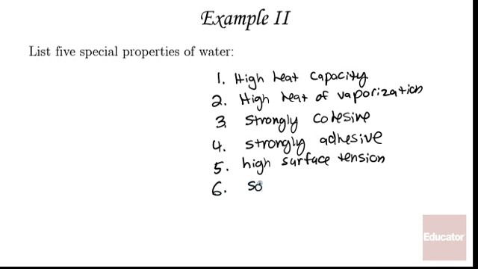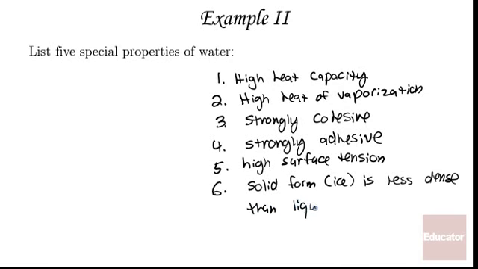In addition, the solid form, which is ice, is less dense than the liquid form of water. This is because of the stable lattice structure that's formed by hydrogen bonding at low temperatures. The result is that ice floats. The solid form of water floats on the liquid form. So these are 6 properties. This only asks to name 5, but any 5 of these would have sufficed.